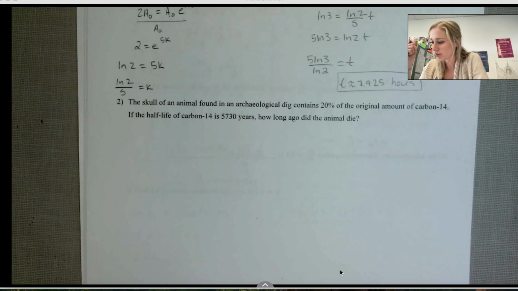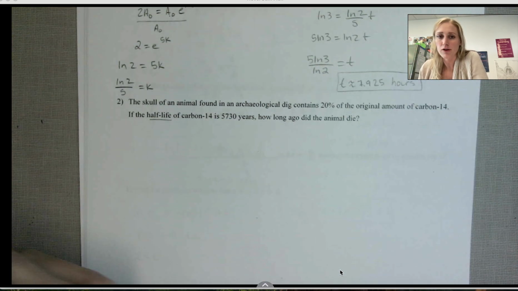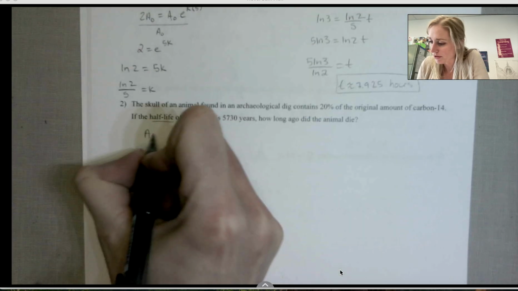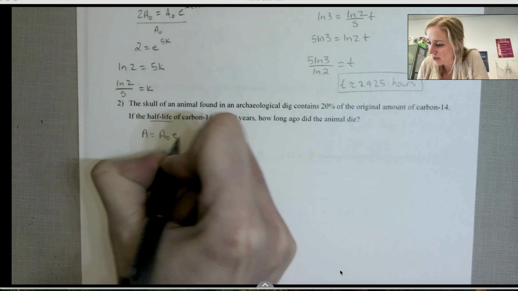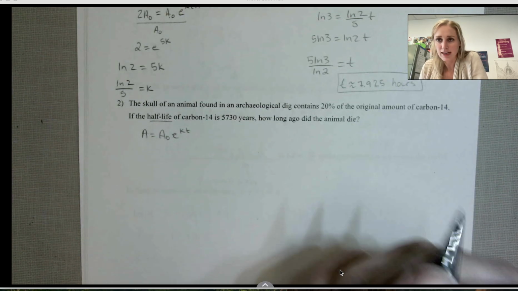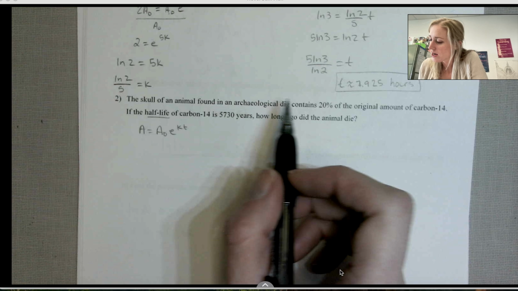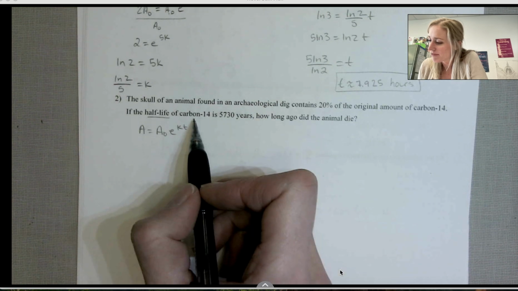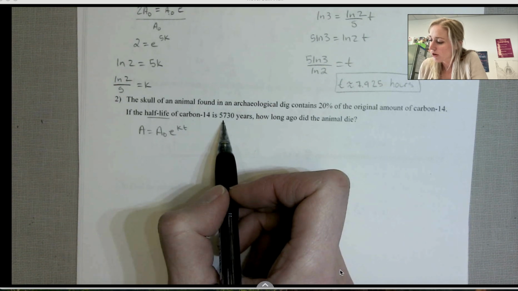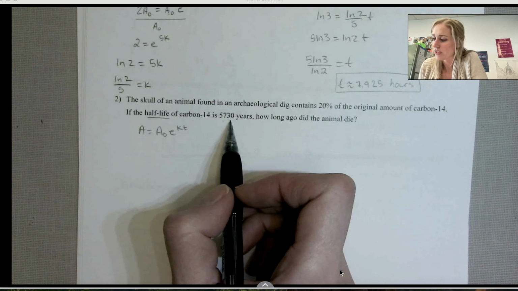Okay, another very common exponential decay problem is anything involving half-life. Those should sound familiar to you as well. So this is a half-life question. I automatically know I'm going to use this formula. Okay, and we know at this stage we're going to have to find K first. So let's see what we have. We have a half-life of carbon-14 of 5,730 years, okay?